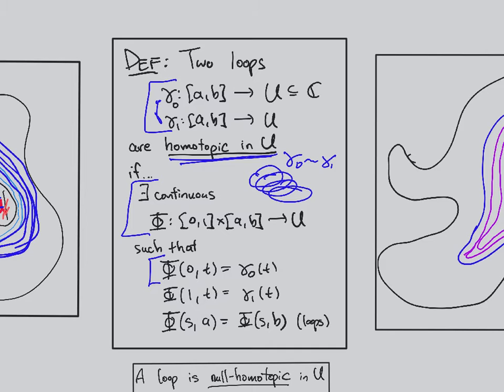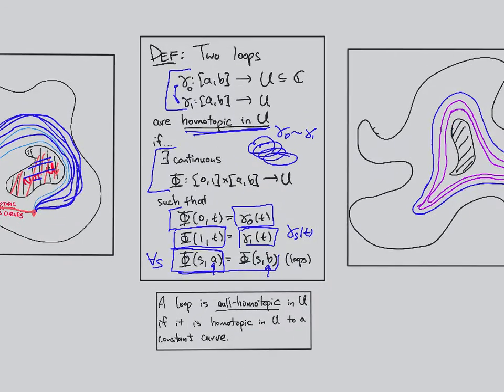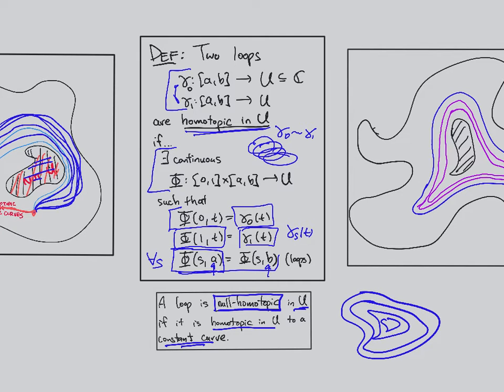So the way we write it is that we start out at gamma naught, and then we get to gamma 1 at the end. And then we want to make sure everywhere in between we have loops, so we have that the value at a and the value at b for all s is the same. So this is just the requirement that all of these intermediate curves are loops. And we also say that a loop is null homotopic in U if it is homotopic in U to a constant curve. So this would be the situation where I have a loop that I can shrink to a point.